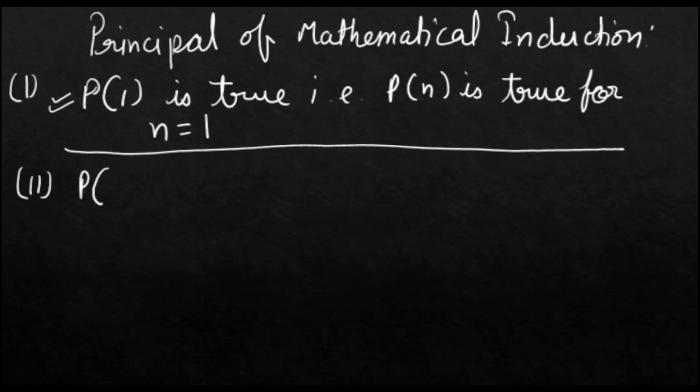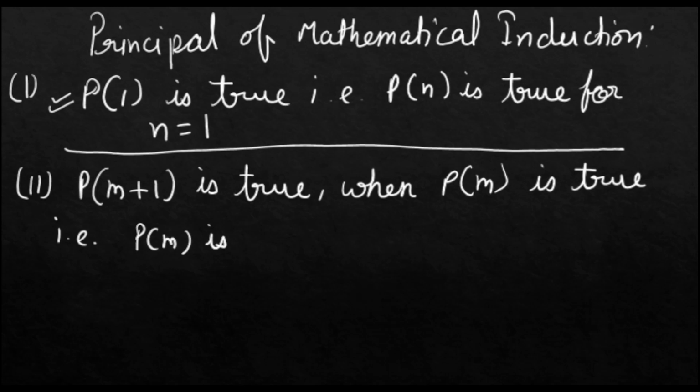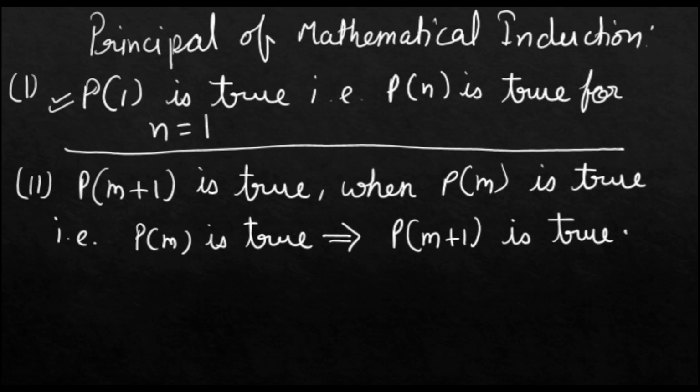Second, Pm plus 1 is true when Pm is true. That is, it says if Pm is true, which implies Pm plus 1 is also true. How? Let's see in the binomial theorem. We have cleared this stage. Now the turn of this second one.